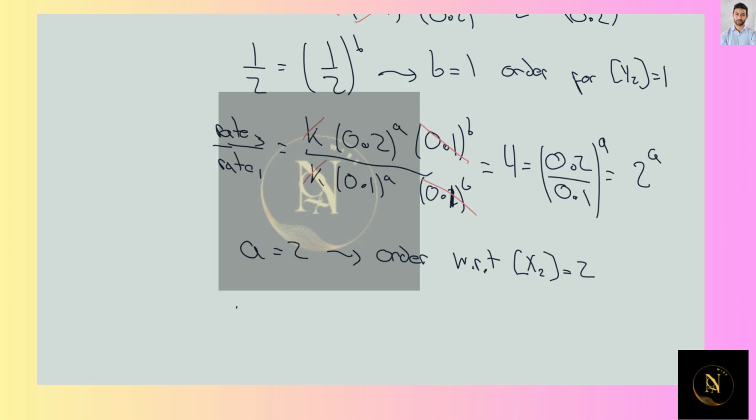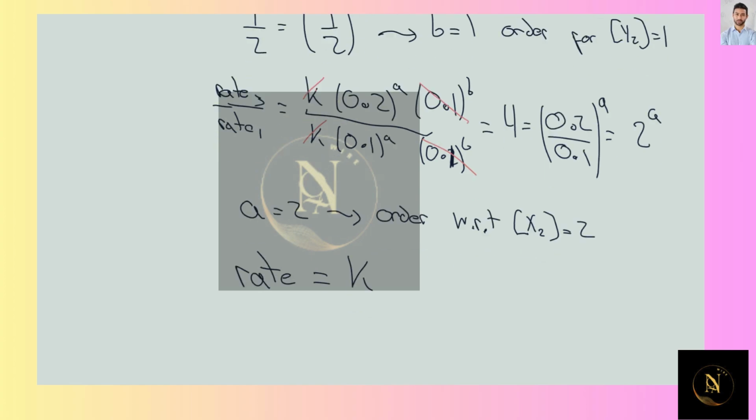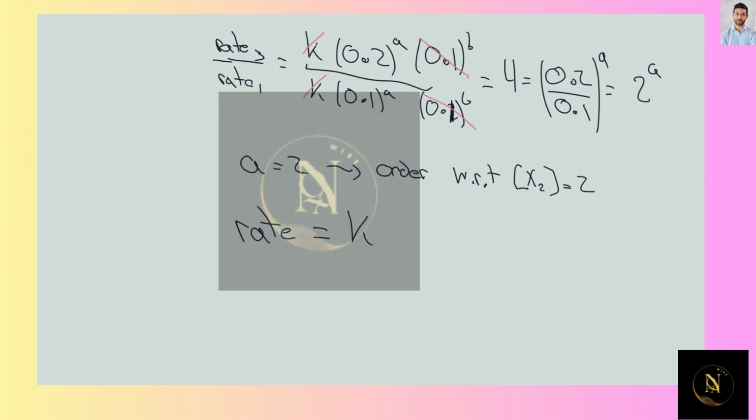So my rate law can be written as my rate constant times the concentration of x2 squared times the concentration of y2 to the 1, but we can omit the 1, of course.